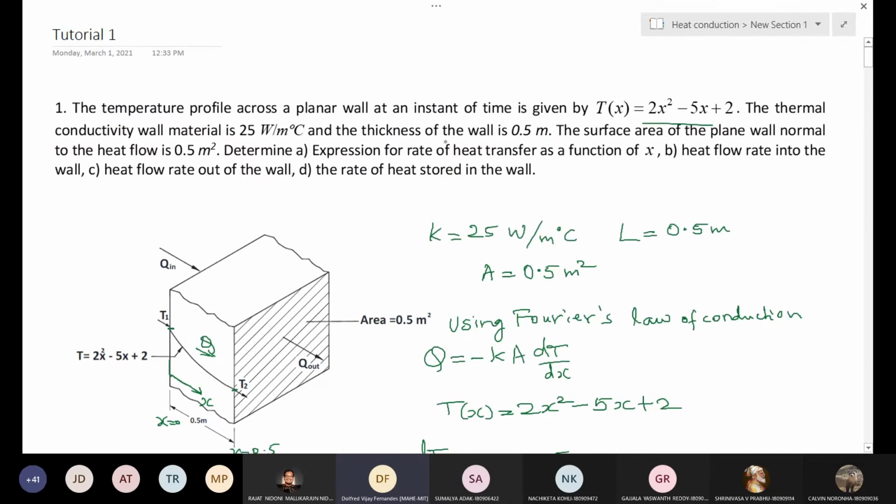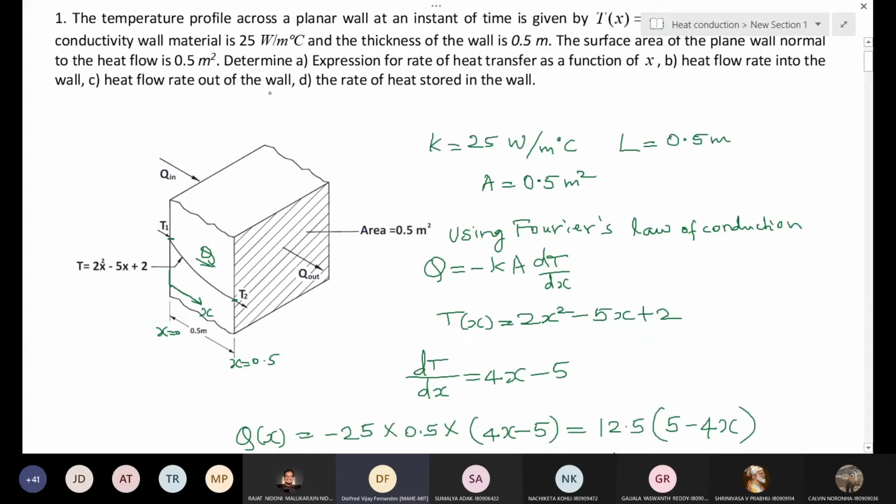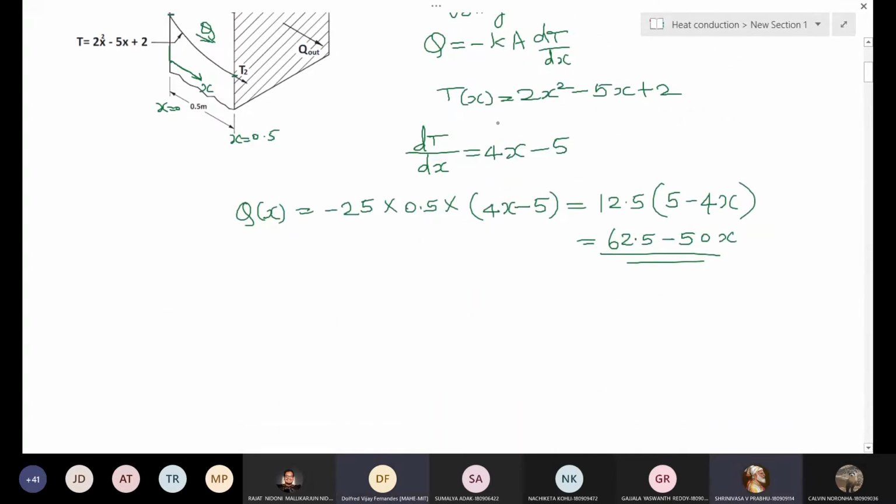Now what is the next part of the question? Heat flow rate into the wall. That is, we have to find Q at x equal to 0. Yes, we just substitute x equal to 0 to get the heat flow rate into the wall, and x equal to 0.5 gives the heat flow out of the wall. And what is the rate of heat stored? That is the difference.